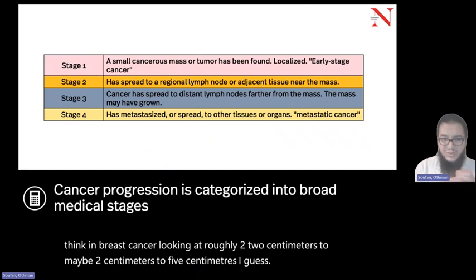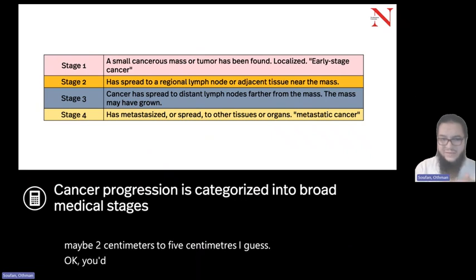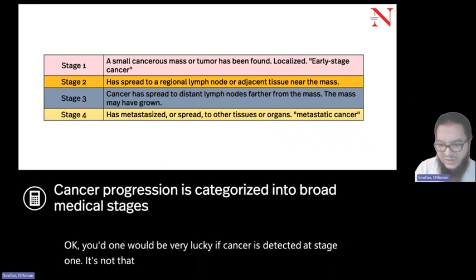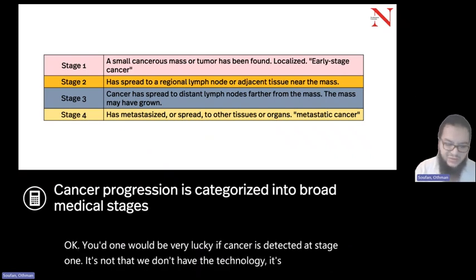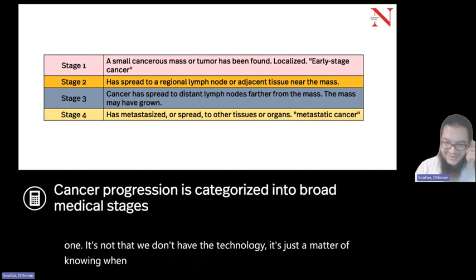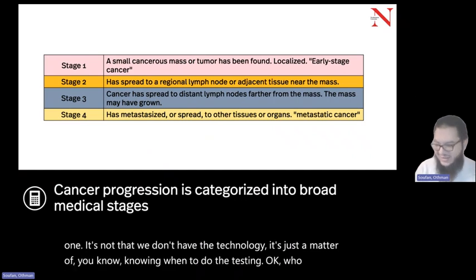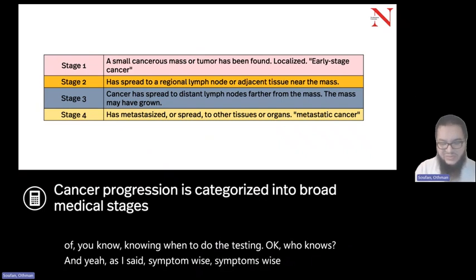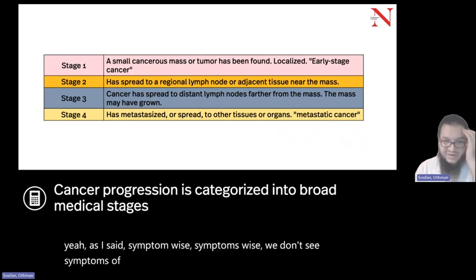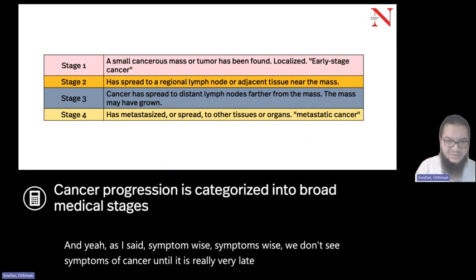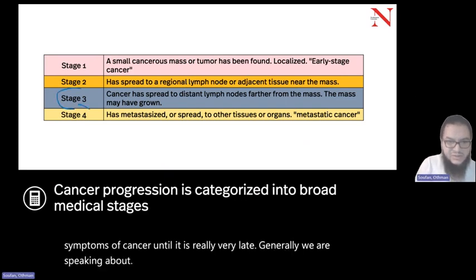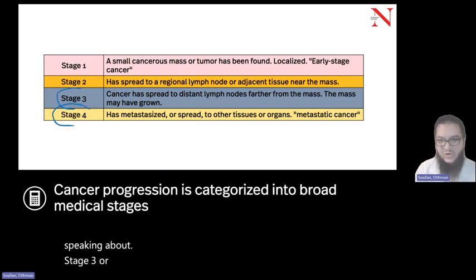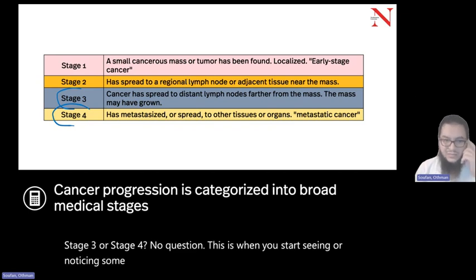Okay, one would be very lucky if cancer is detected at stage 1. It's not that we don't have the technology, it's just a matter of knowing when to do the testing. Okay, who knows? And as I said, symptoms-wise, we don't see symptoms of cancer until it is really very late. Generally, we are speaking about stage 3 or stage 4. No question. This is when you start noticing some symptoms.